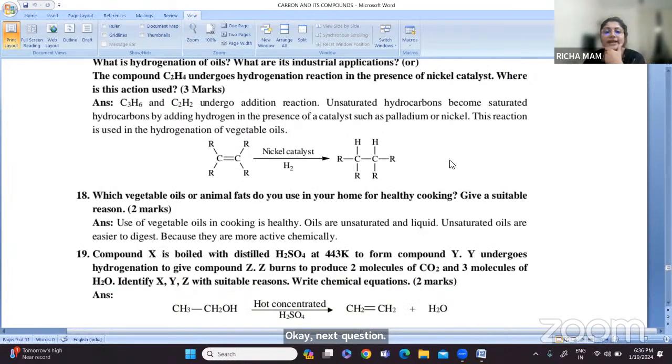18th question: which vegetable oils or animal fats do you use in your home for healthy cooking? Give a suitable reason. This question is asked for 2 marks. Which vegetable oils are we using for cooking? You have to give the reason why you are using that. We use vegetable oils in cooking because it is healthy.